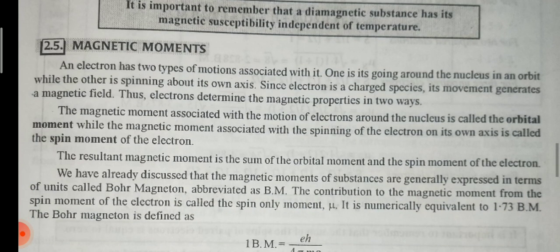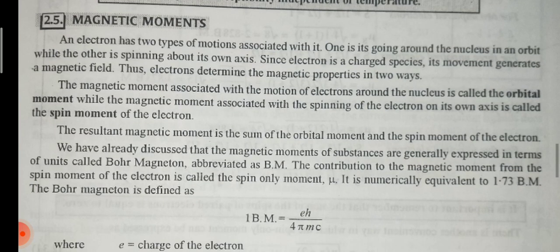Magnetic moment. An electron has two types of motion associated with it. One is going around the nucleus in an orbit, while the other is spinning about its own axis. Since the electron is a charged species, its movement generates a magnetic field. The electron determines the magnetic property in two ways.